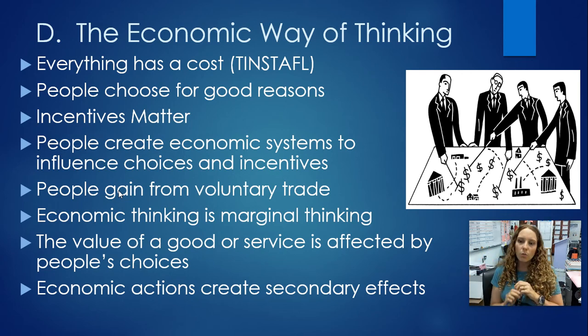People make choices for good reasons. This is going back to what I was saying about people being ultimately self-interested. That doesn't mean selfish, cruel, hateful, evil, heartless. It just means that we act in our own best interest. Incentives matter. We are going to make decisions based on what we're going to get out of it, and that is at the crux of all economic decision making. People create economic systems to influence choices and incentives. It's about coordinating that, and that's why we have an economic system to influence and to maintain those kinds of things. People gain from voluntary trade.